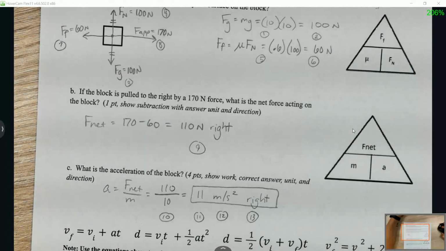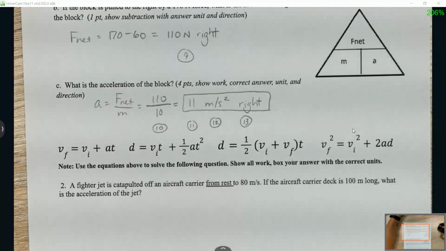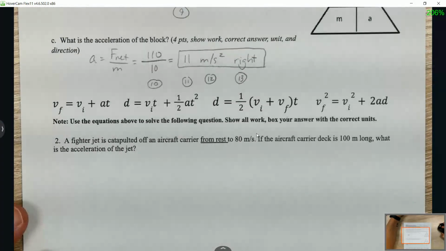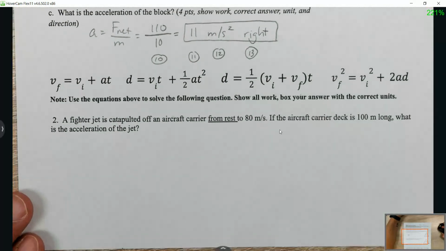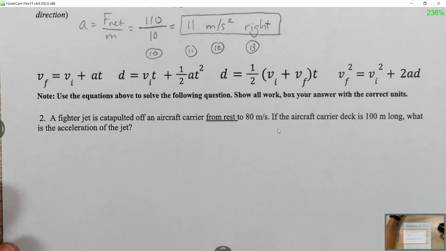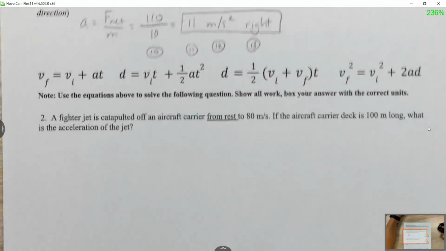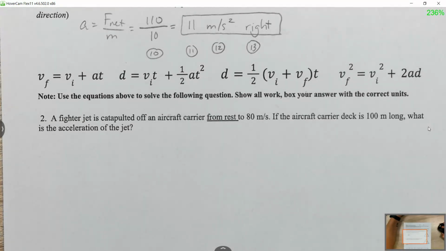Now, in this next part here, we are looking to solve for something. What do we got? A fighter jet is catapulted off an aircraft carrier from rest to 80 meters per second. The aircraft carrier deck is 100 meters long.